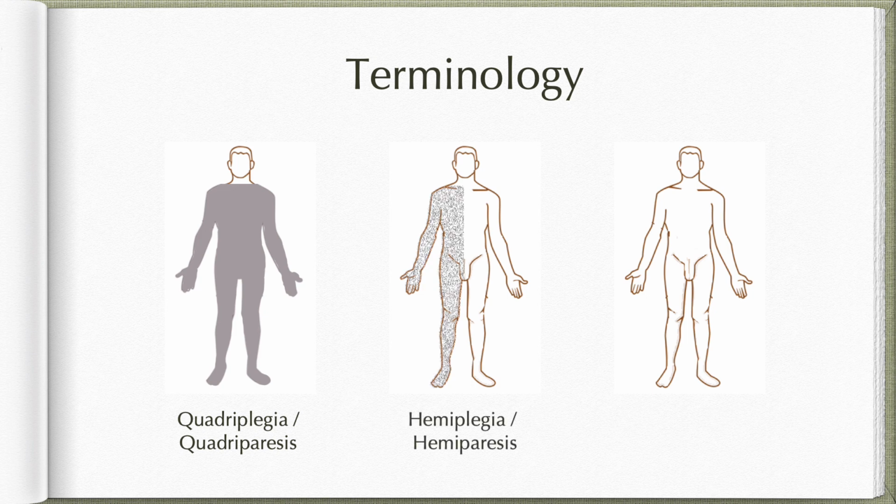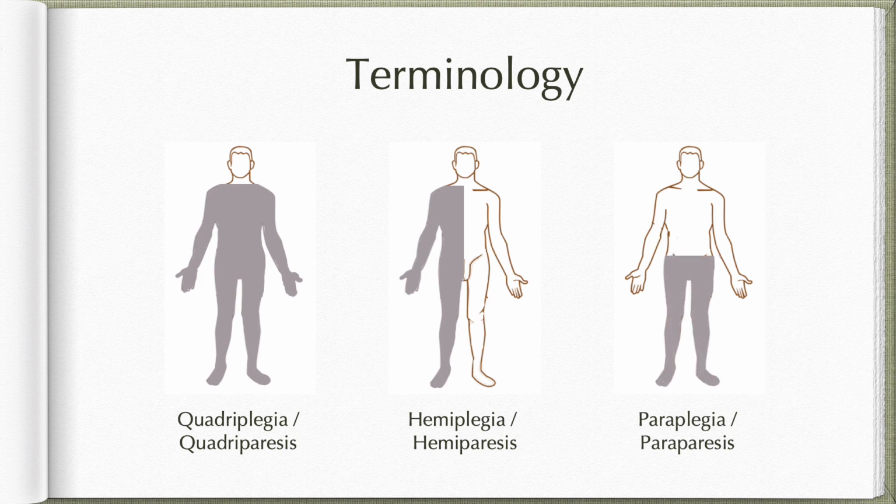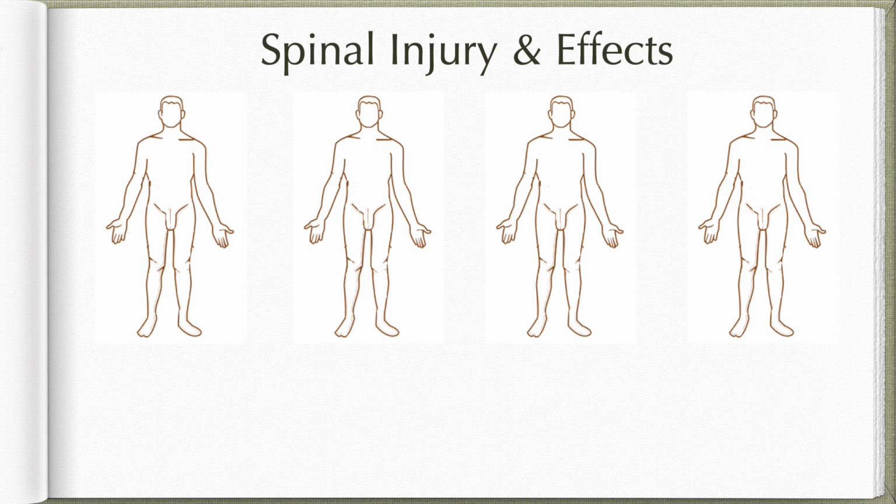The term hemiplegia or hemiparesis refers to paralysis or weakness of muscles of both the limbs on the same side or one half of the body. The term paraplegia or paraparesis refers to paralysis or weakness of the muscles of both lower limbs. Similarly, the term monoplegia or monoparesis refers to paralysis or weakness of any one limb. Let us now learn the effects of injury to the spinal cord at various levels.